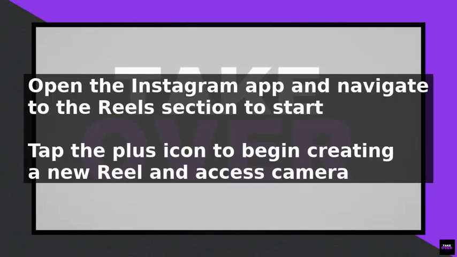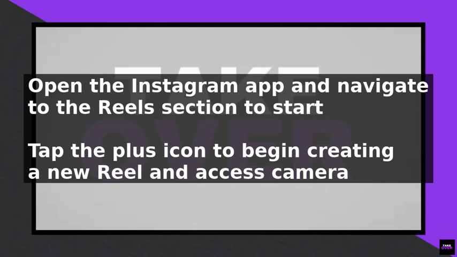To add multiple videos to Instagram Reels. Start by opening the Instagram app and navigating to the Reels section. Tap the plus icon to begin creating a new reel. Select the video icon from the bottom navigation bar to access your camera roll.